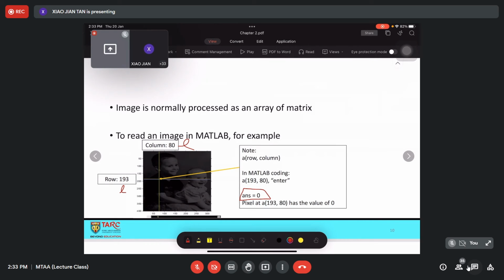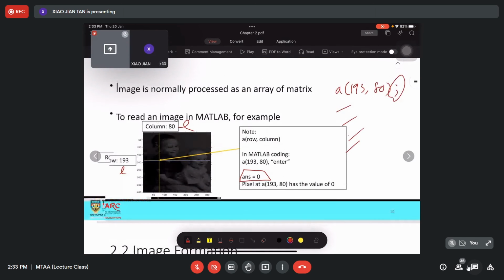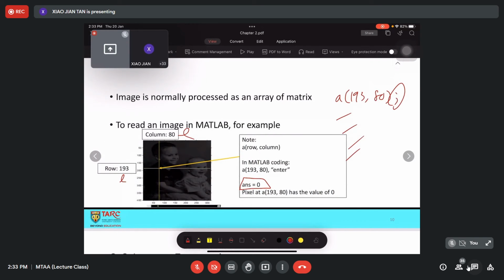But if you put a semicolon, A(193,80) with a semicolon, then nothing will come out, because the semicolon means do not show the answer. Without the semicolon, everything will prompt out. If you want to do programming, for sure you want to put the semicolon. Else, whenever you test run the code, a lot of things prompt out, and this will delay the processing time. You can play around with this. Row first or column first, but I believe this is correct: row followed by column. It's good for you to reconfirm by your own.